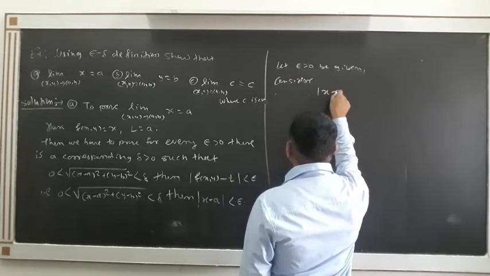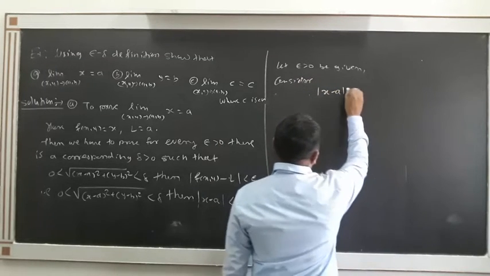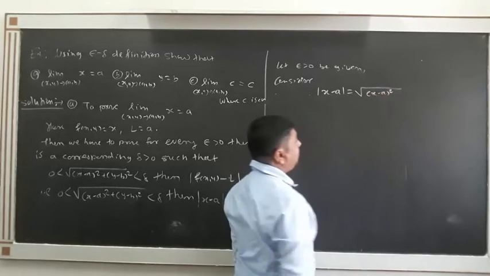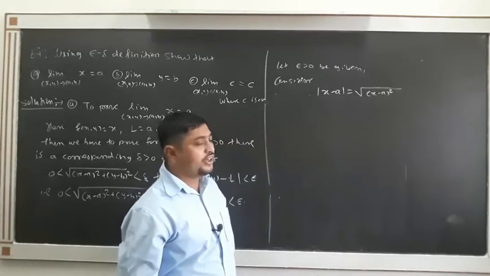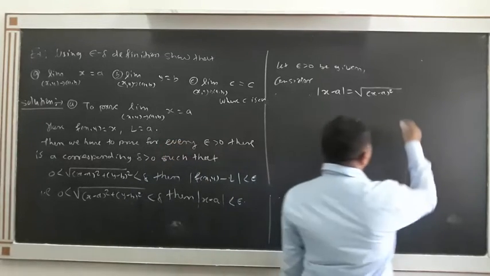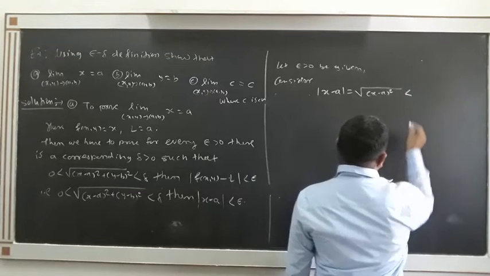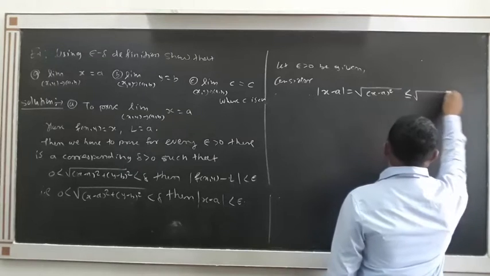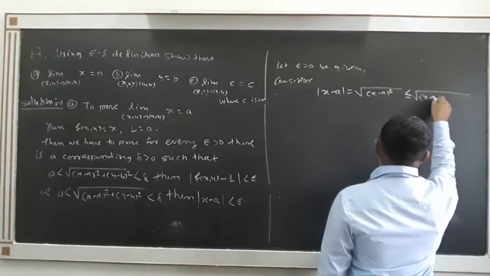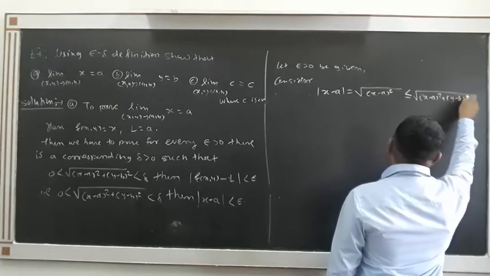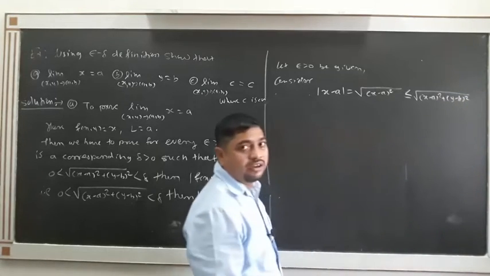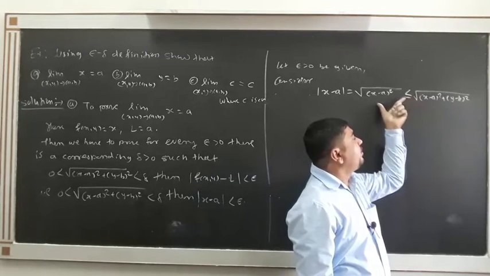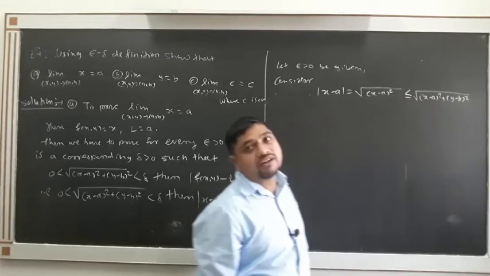Consider mod of x minus a. What can we write? This is similar to the square root of (x minus a) whole square. Can you write it like this? Yes. Then this is less than or equal to the square root of (x minus a) square plus (y minus b) square. Suppose y is 0, then it will be equal. If it is not, then it will be greater than.